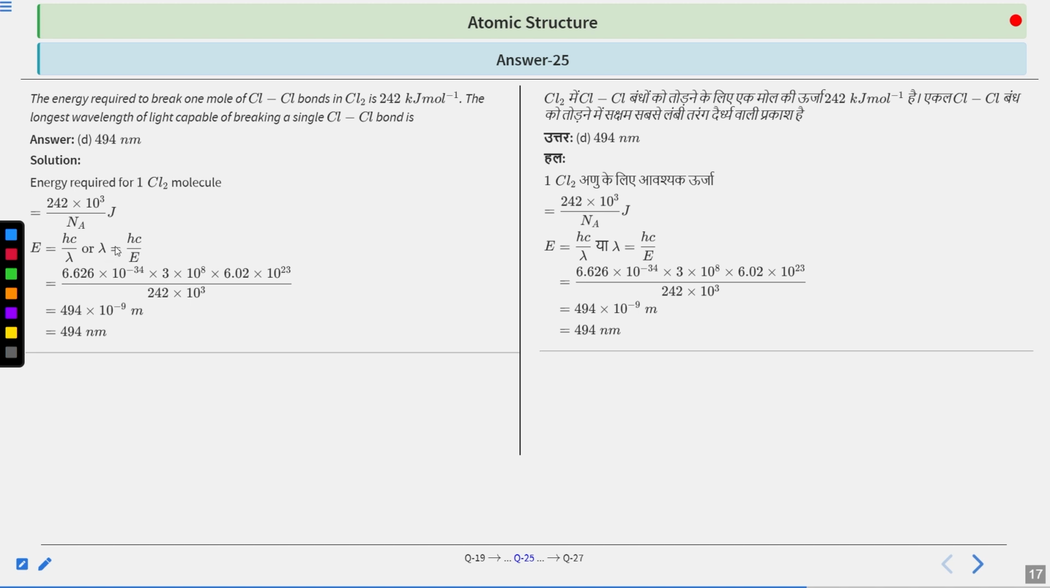Proceeding further, if you put the value of h and c here, your E value is calculated here: 242 into 10 to the power 23 into 6.022 into 10 to the power 23. Clear? If you just calculate this, you will get the value as 494 into 10 to the power minus 9 meter. Hence, we can write this in nanometer, which is 494 nanometer. This question is clear to you? Okay. Now moving on to the next question.